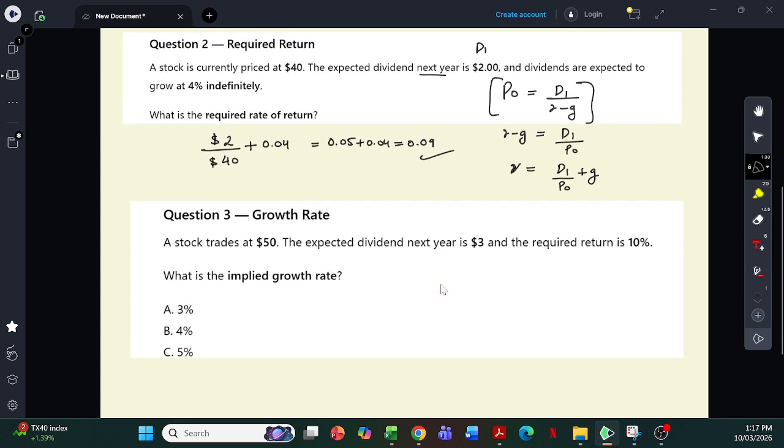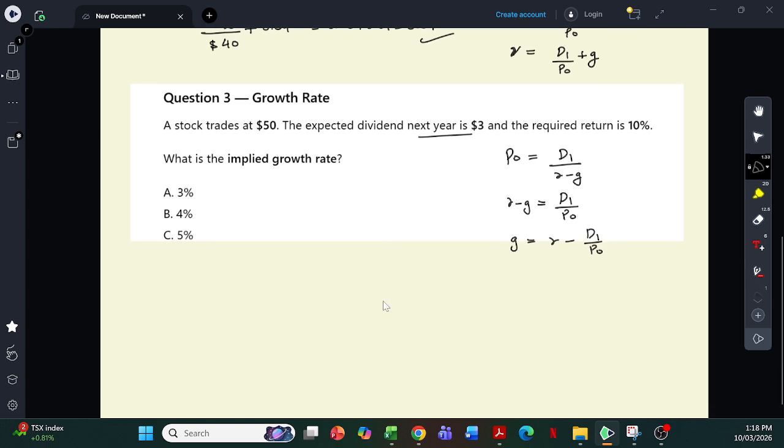The last question we're going to do is on the growth rate. A stock trades at $50. The expected dividend next year, again, expected dividend next year, is $3. So again, let's start with our formula. P0 is equal to D1 divided by R minus G. Let's rearrange it and say R minus G is equal to D1 divided by P0. So G would be R minus D1 divided by P0.